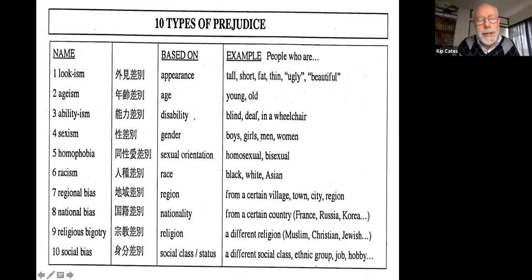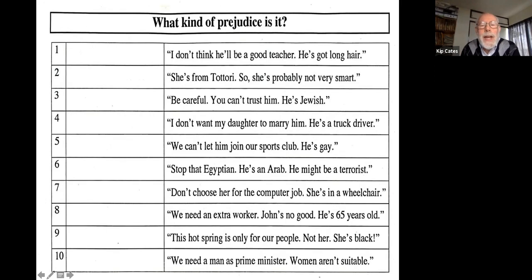From there, I like to do an applied activity, saying I'm going to give you some example sentences. Which type of prejudice is it? Here they are. Number 1, I don't think he'll be a good teacher. He's got long hair. What kind of prejudice is that? Students answer, that's lookism, just because he's got long hair, prejudice.